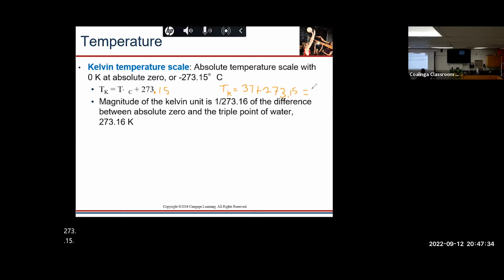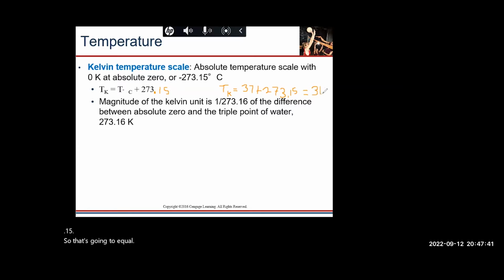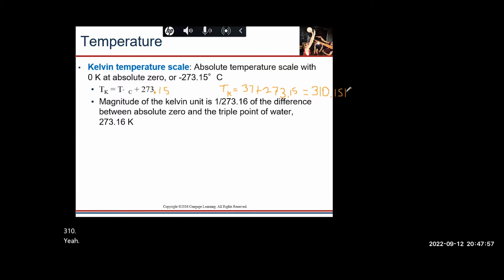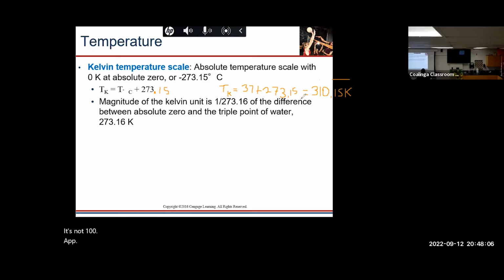So that's going to equal... It's not 300. I wish. 310. Yeah. Have you guys seen that meme? Like 77 plus 33. It's not 100. Yeah. So 310, right? I'm so tempted.